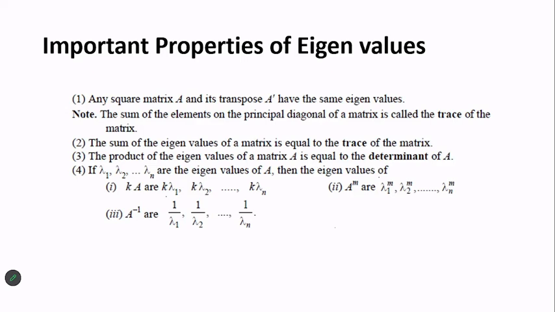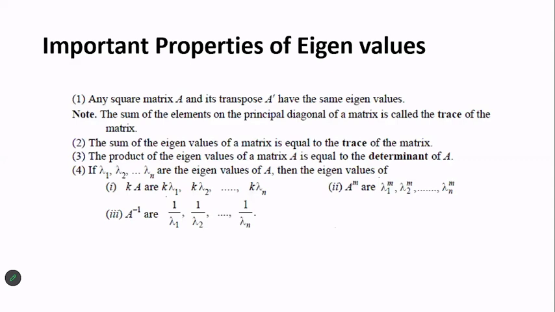So for the product of the eigenvalues of matrix A, let's say the three eigenvalues are 1, 2, 3. What is the product? 1 multiplied by 2 multiplied by 3. If the three eigenvalues are 1, 2, 3, the product is 1 times 2 times 3. For example, that is equal to 6. Then if we check the determinant of that particular matrix, that is also the same.